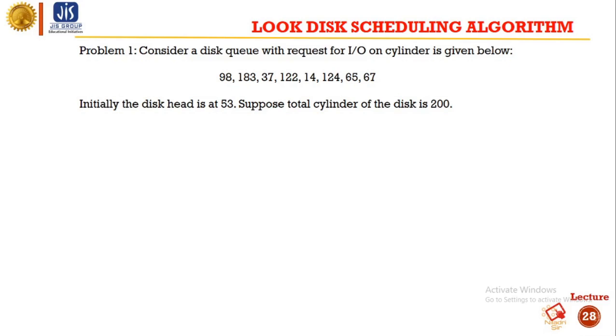Now we will do a problem on this LOOK disk scheduling algorithm. Consider a disk queue with requests for I/O on cylinders given as 98, 183, 37, 122, 14, 124, 65 and 67. Initially the disk head is at 53, and the total number of cylinders on the disk is 200.